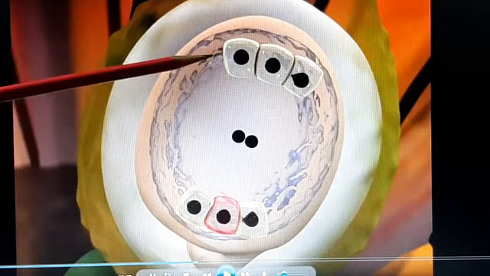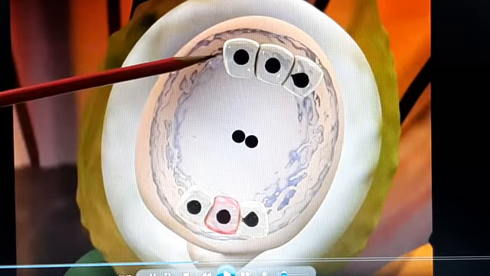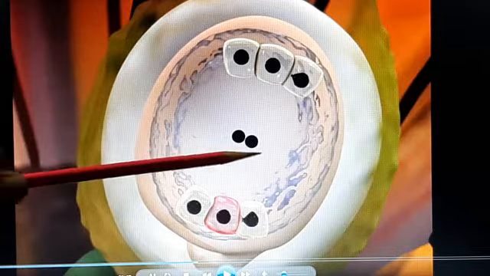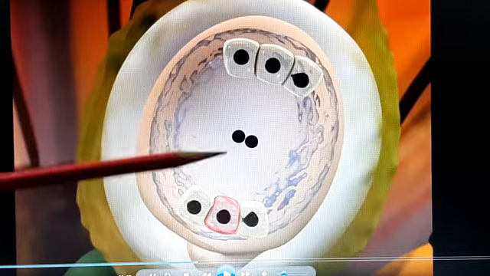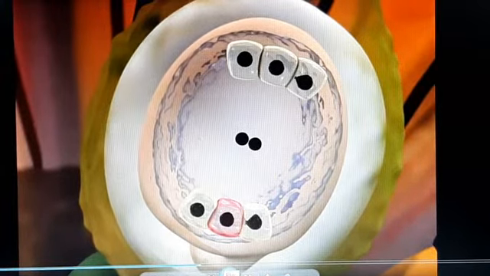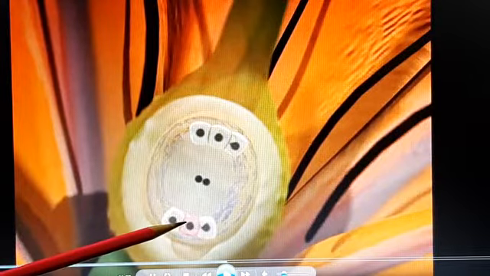The function of these is not yet known very clearly to scientists. And the 2 nuclei in the center are called polar nuclei. The egg cell here has half the number of chromosomes. In fact, each of these nuclei has half the number of chromosomes.